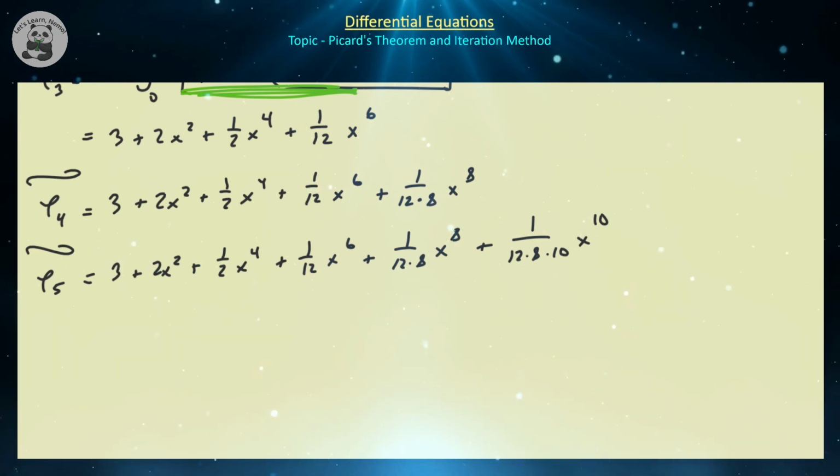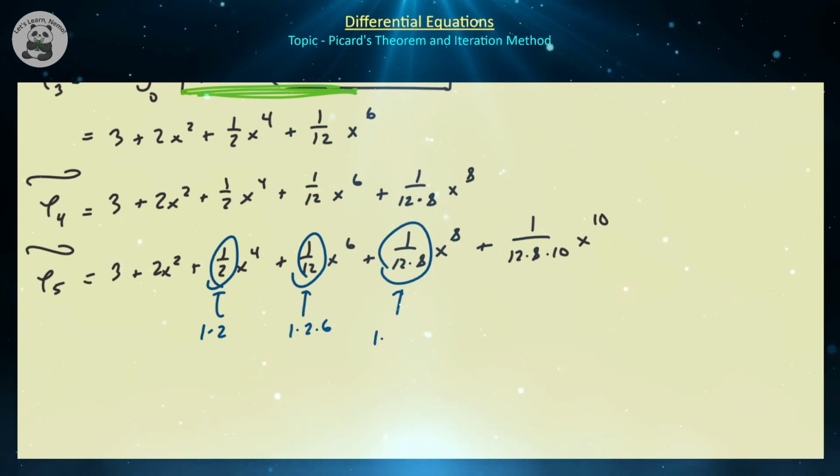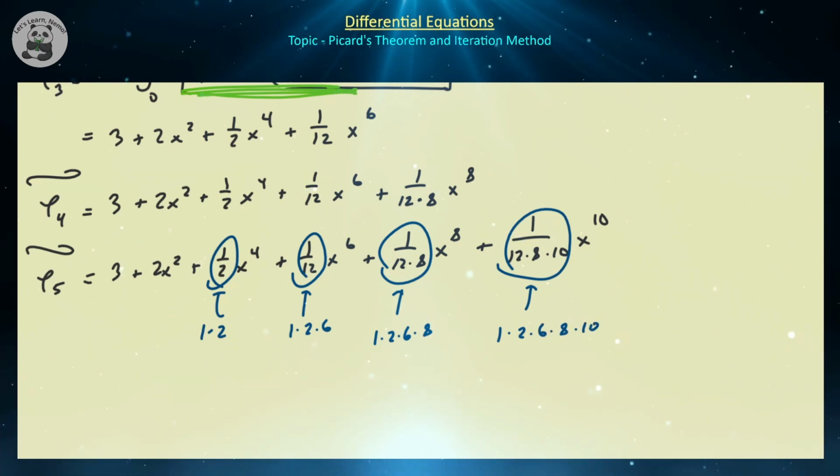Do you see any patterns in terms of these coefficients in the bottom? So on the bottom, we're going to have 1 times 2. On the bottom, we're going to have 1 times 2 times 6. Over here, we're going to have 1 times 2 times 6 times 8. Over here, we're going to have 1 times 2 times 6 times 8 times 10, right? So it's almost like we're multiplying all of the even numbers, right? But if we look very carefully, we actually have a lot more than that, because notice that there's a 2 hiding inside of this 6. There's a 2 hiding inside of that 8. And there's a 2 hiding inside of that 10.